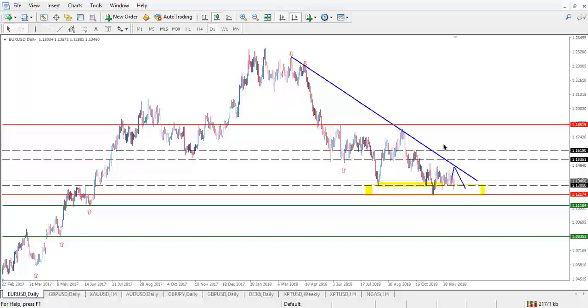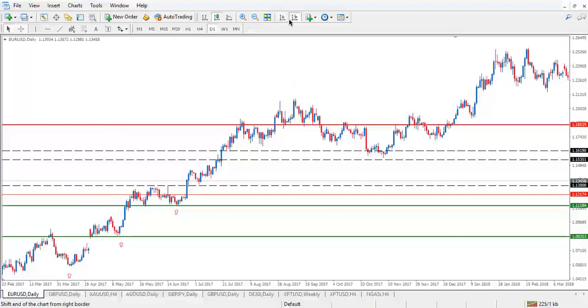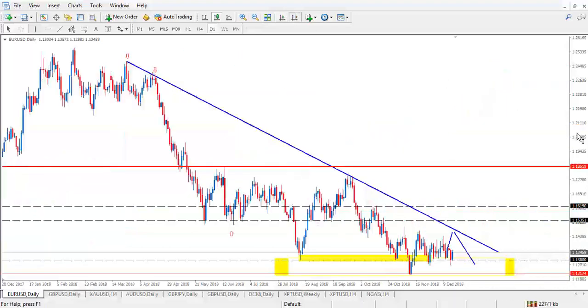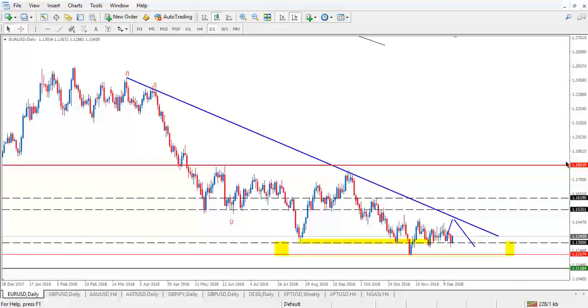As usual, we're going to start with the euro against the American dollar on the daily time frame. First of all, let me zoom in a little so we can see everything clearly. Actually, what we expected last week partly happened, but we'll need to find a strong place where we can enter the market.